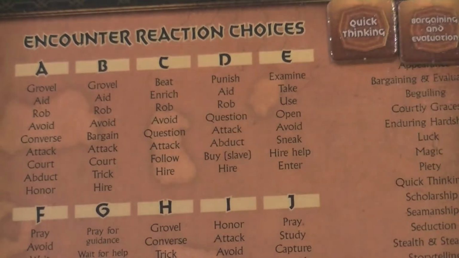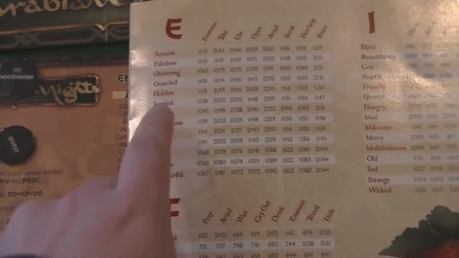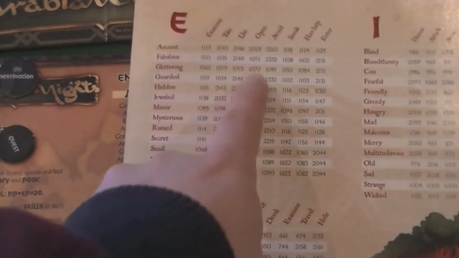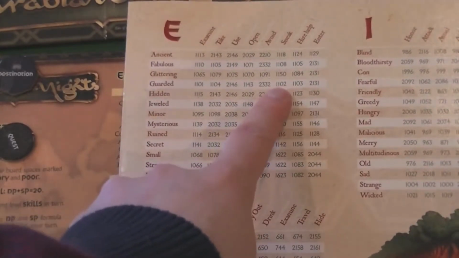So then once we have decided what we're going to be doing, we tell the player to our left that we're going to be sneaking into this guarded room. And so they will look at this matrix, and that tells them what story to tell us. So they will look at guarded for the treasure room. They will go over to sneak, and it tells us number 1102.